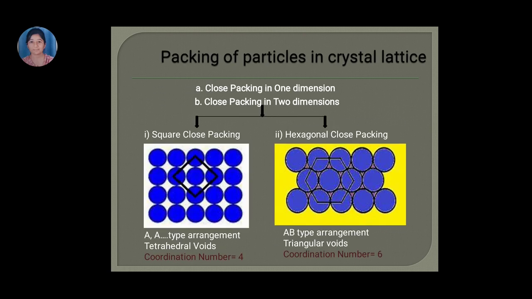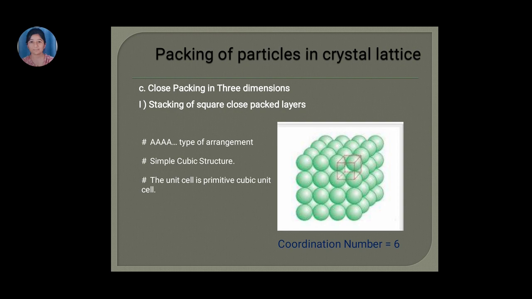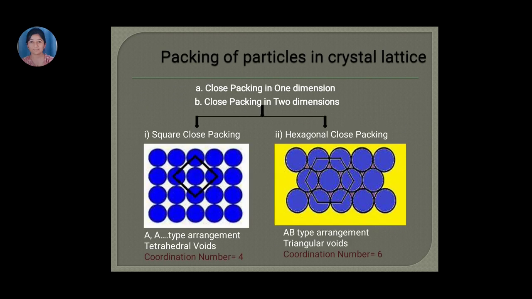Now in the hexagonal close packing structure, this central atom is surrounded by six atoms, and if we join the centers of these six atoms, we will get a hexagonal structure. This is why such packing is called the hexagonal close packing structure, and this type of arrangement is called AB type of arrangement.